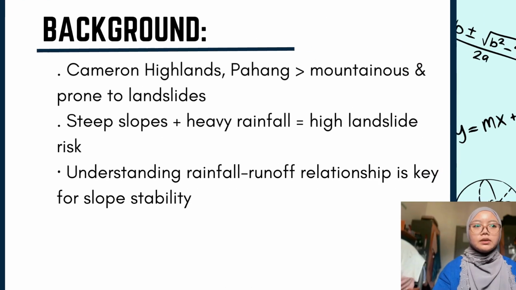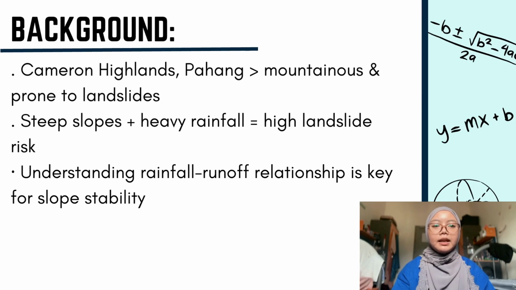Today I will explain how derivatives are applied in geoscience using a real-world case study from Cameron Highland, Pahang. Cameron Highland is a mountainous area in Malaysia that frequently experiences landslides. This is mainly due to steep slopes and heavy rainfall. During intense rain, large amounts of water flow over the ground surface, which can weaken slopes and trigger landslides.